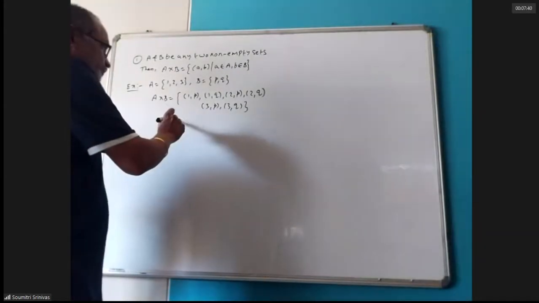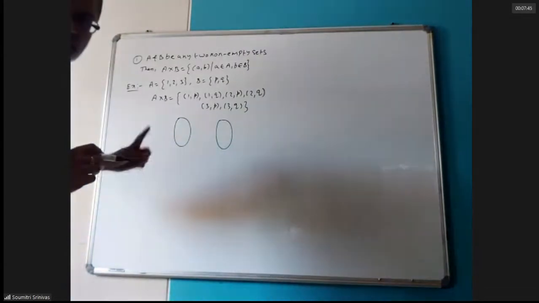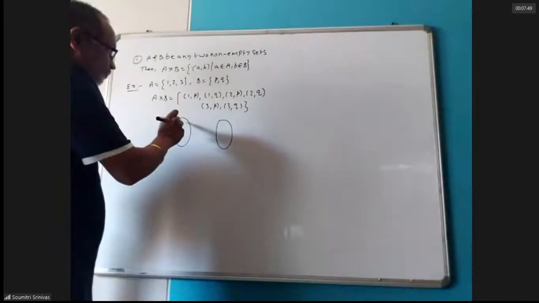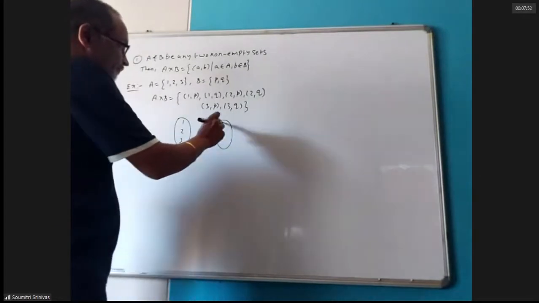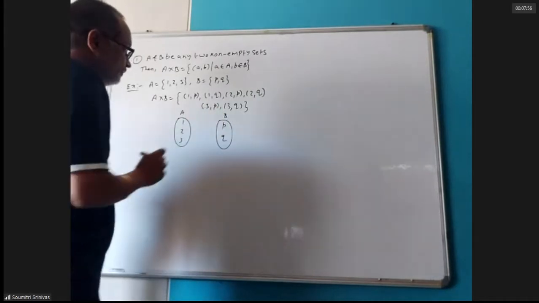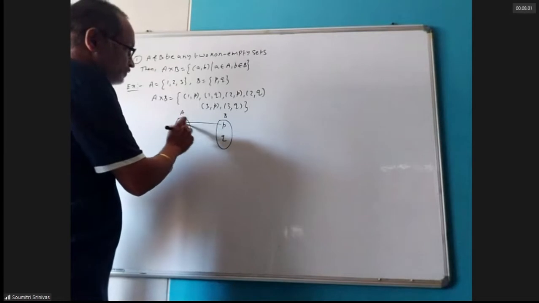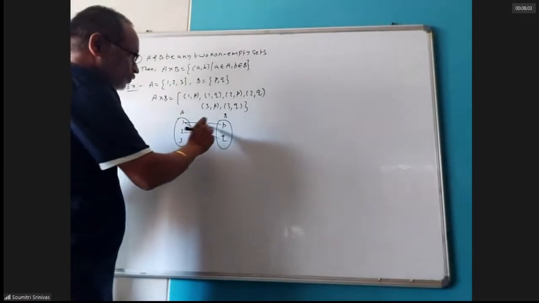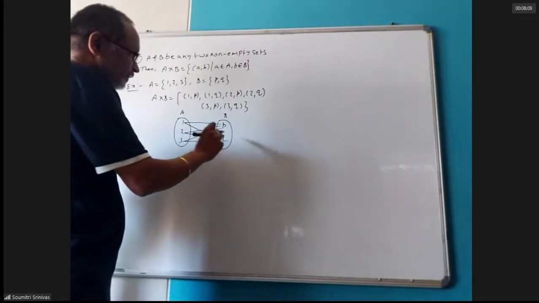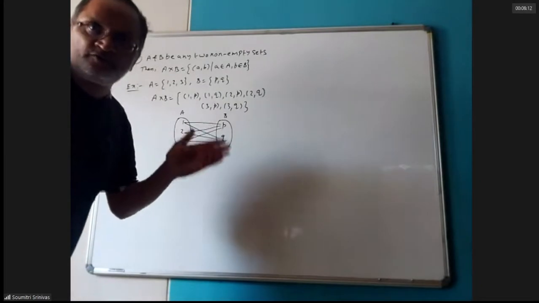I can show this by means of a diagram. Such diagrams are called Venn diagrams. 1, 2, 3 in set A; p, q in set B. 1 is going to p, 1 is going to q. 2 going to p, 2 going to q. 3 going to p, 3 going to q. Any doubts, any questions so far?